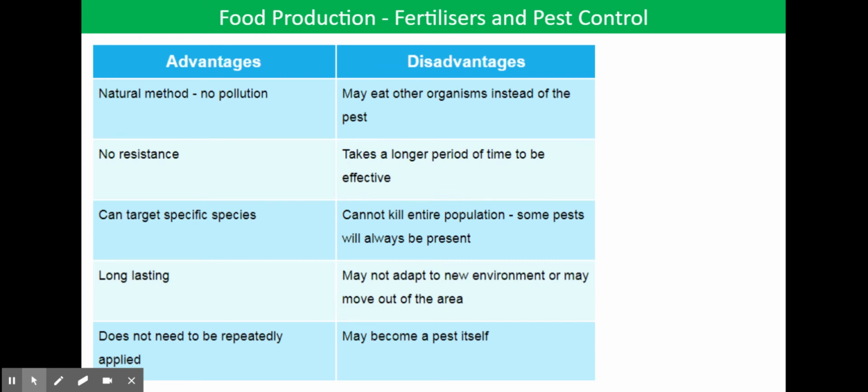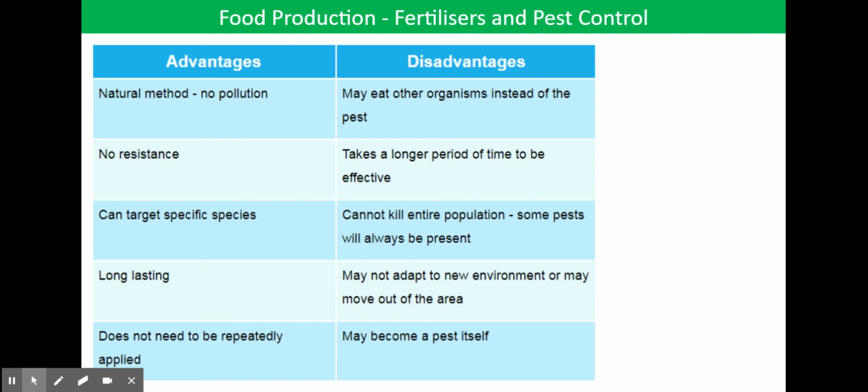Firstly, it's more natural than using a pesticide, so you're not going to develop that same level of resistance within the pests. You can target specific species through this method, and usually the method itself is longer lasting. You're not going to have to apply the predator as many times as you would a pesticide. And so, yeah, it doesn't need to be repeatedly applied.